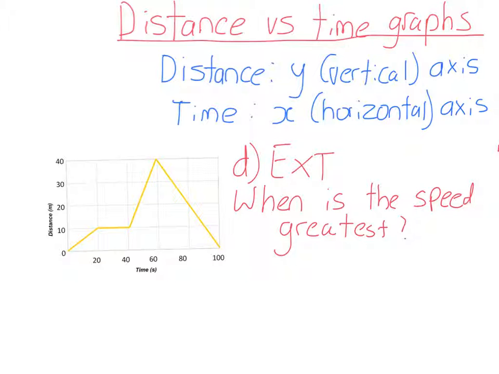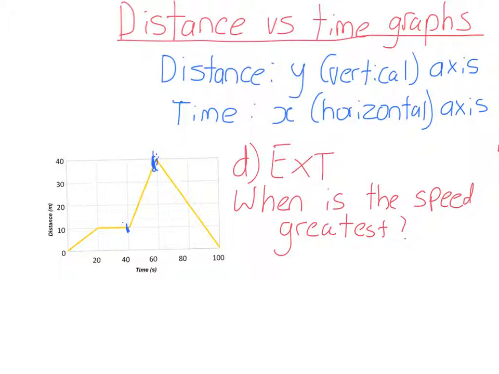So the extension question is, when is the speed the greatest? These graphs are good for determining speed because they show you the distance and the time. Distance over speed equals time. What you can see here is that from the 40th to the 60th second, this person travelled from 10 metres to 40 metres. So he actually travelled 30 metres in 10 seconds.